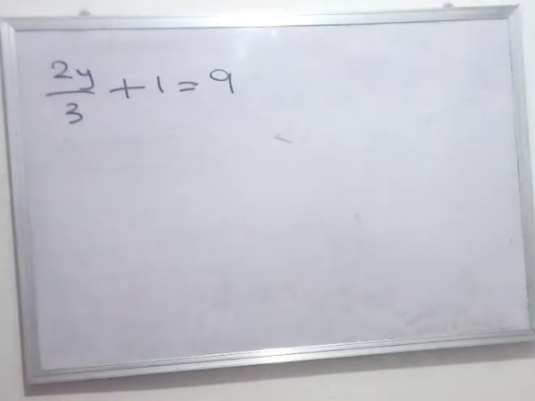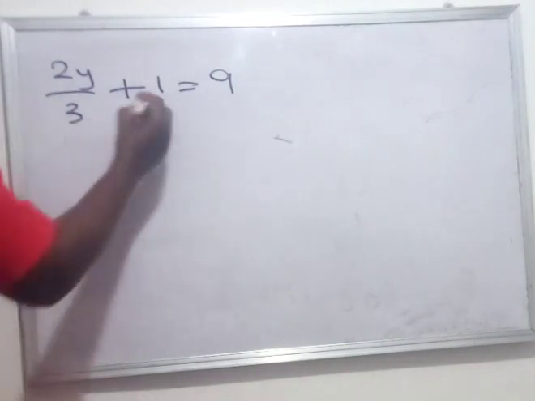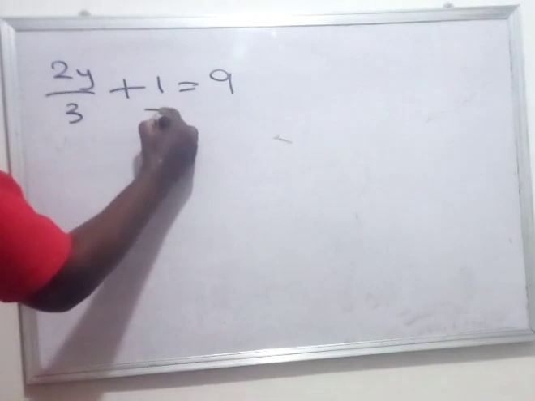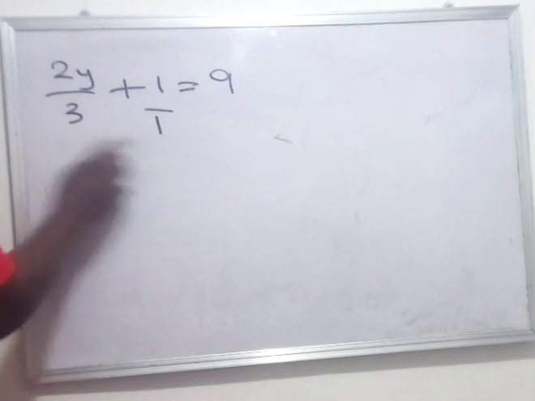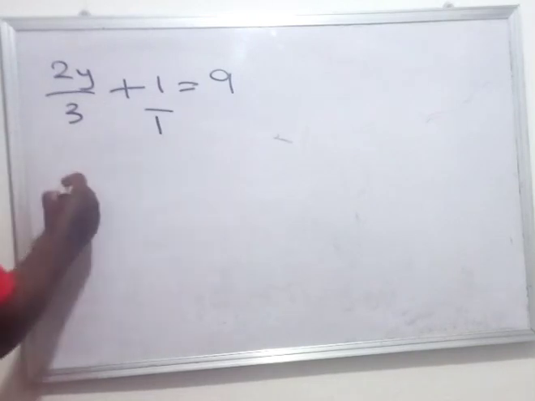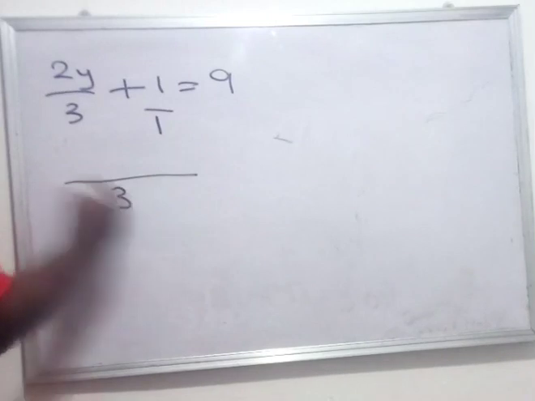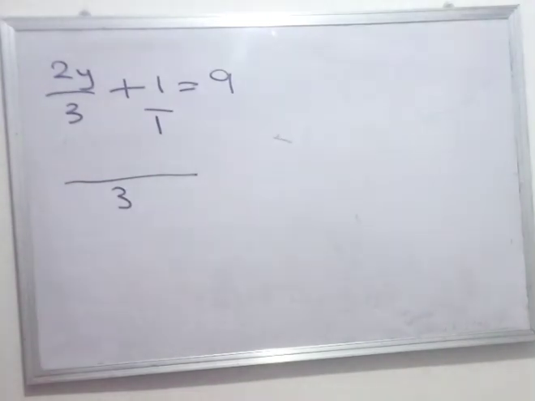Whenever you have two fractions and a plus or minus in between, you may do well to look for the LCM. I want to make this a fraction, so I can drop 1 here. That becomes a fraction. So we'll find the LCM of 3 and 1, and the LCM of 3 and 1 is 3. I had done a previous video on LCM. Please do look that up in our playlist.